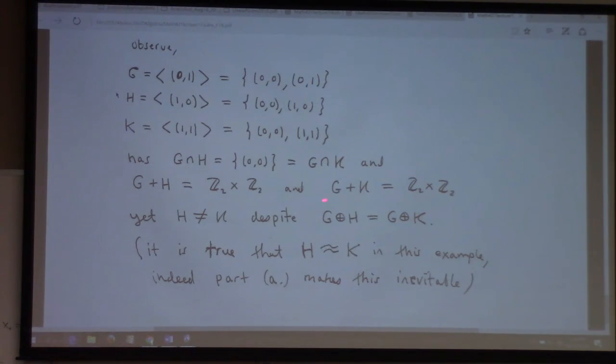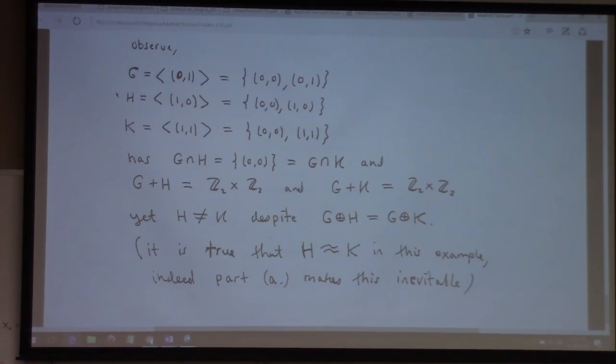And then when you look at G plus K, what does that give me? Well, obviously all of G is in there and all of K is in there, right? How do you get the other thing you're missing, the 1, 0? Well, you just add this and that. So this plus that gives me 1, 0. So as you can see, G plus K has everything in G, everything in K, and everything that's not there. It's the whole Klein 4 group. So these are equal, and yet obviously H is not equal to K.